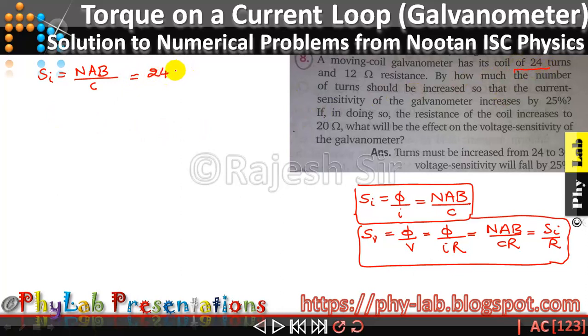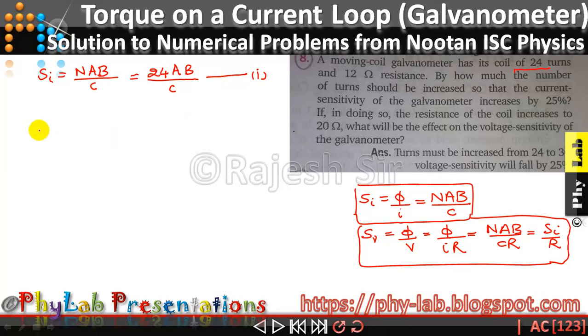The area of the coil is not known to us. Let's assume it to be A. The magnetic field in which the coil is suspended is also not given to us. Let me call it B. And C happens to be the torsional constant of the wire by which this coil is suspended. So this becomes my equation number 1 for current sensitivity. Now what we are doing, we want to increase the current sensitivity by 25%.